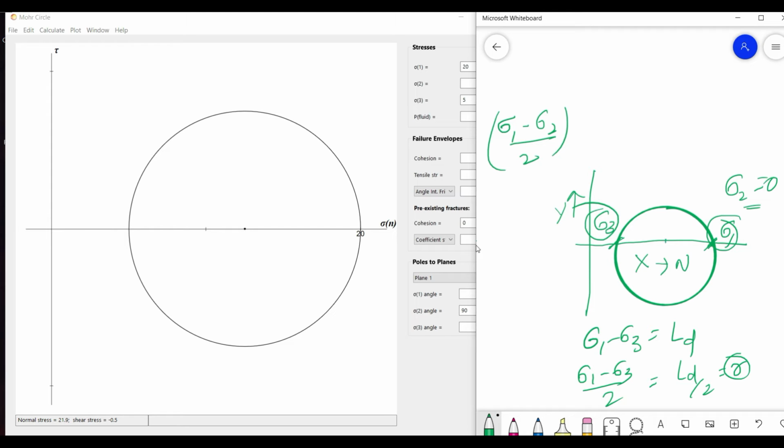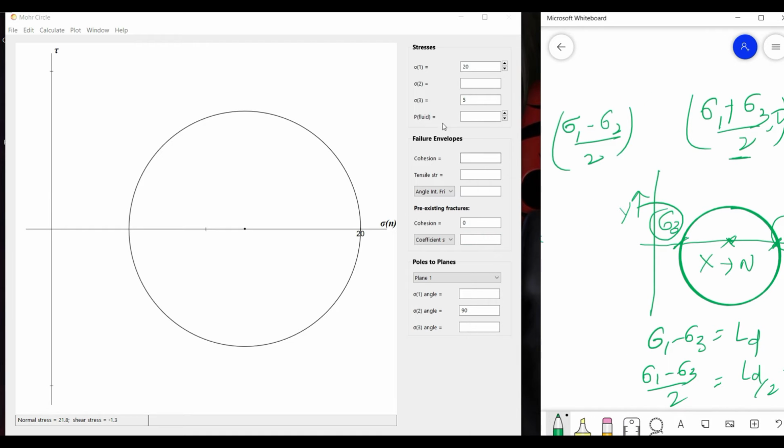So what is the coordinate of the center? It is sigma 1 plus sigma 3 divided by 2, and the coordinates are sigma 1 plus sigma 3 divided by 2 and 0, because the first value is the x-axis value, as we know. So this is your Mohr's circle.